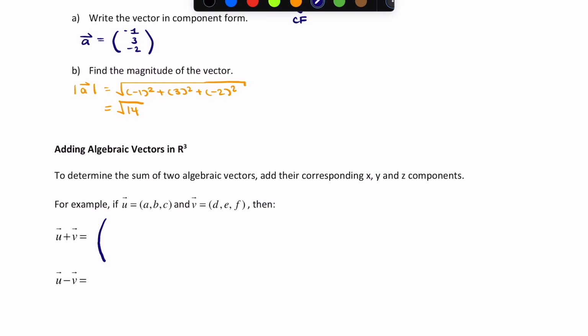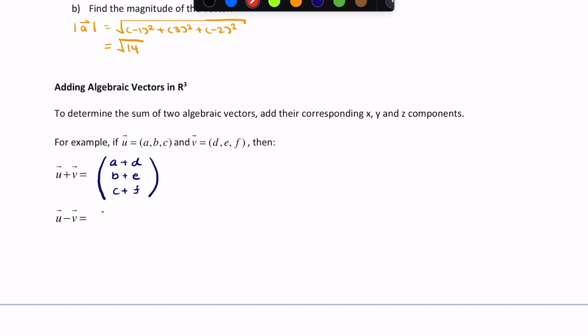In vector u the x value is a, and in vector v the x value is d, so a plus d. Similarly for the y values, in vector u it's b and in vector v it's e, so b plus e. And finally, for the z values, c plus f. Then if we look at u minus v, it's a minus d, b minus e, and c minus f.